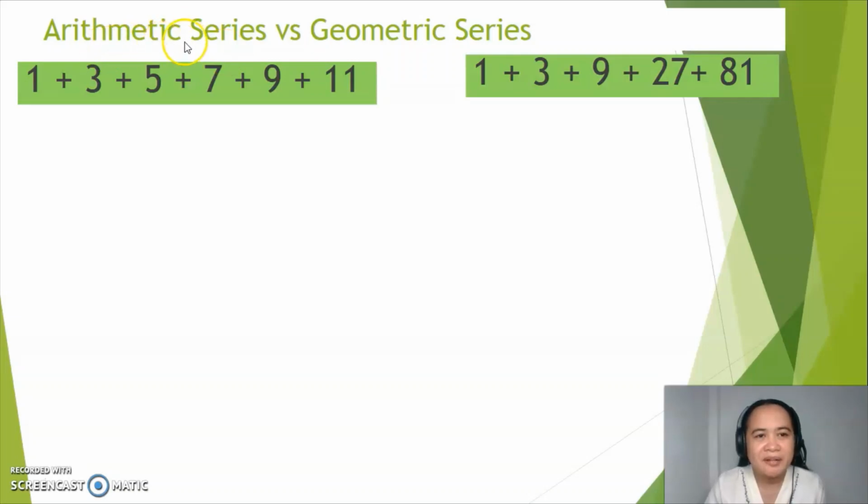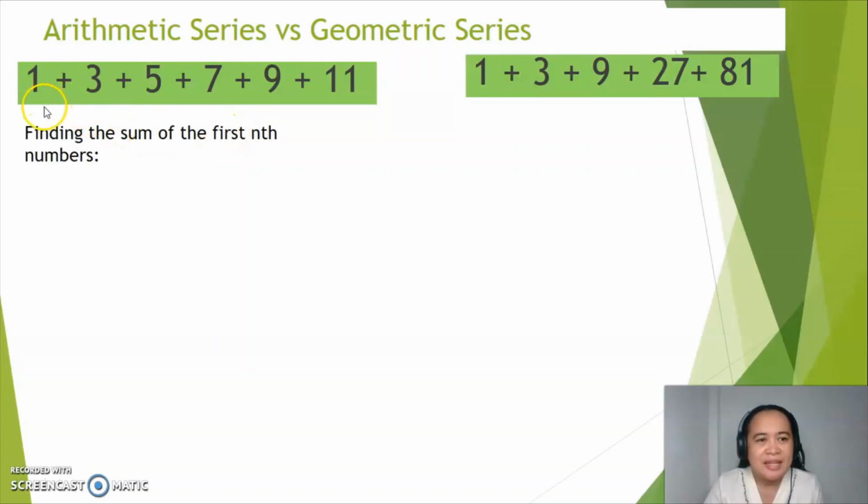Okay, that's one, arithmetic series versus geometric series. So let's have this one. Find the sum of the first n numbers of this arithmetic series. To do that, that would be n times the first term plus the nth term, divided by 2.